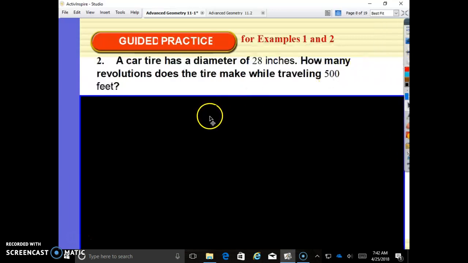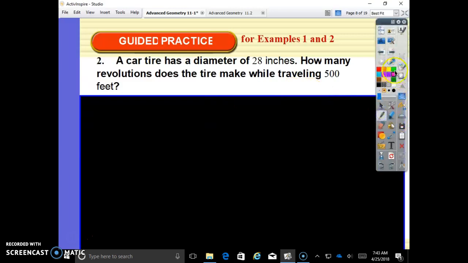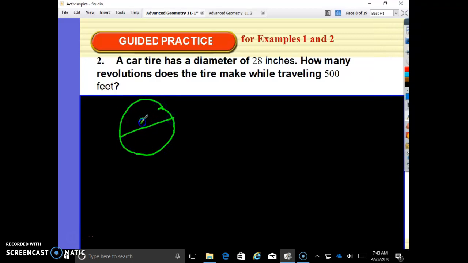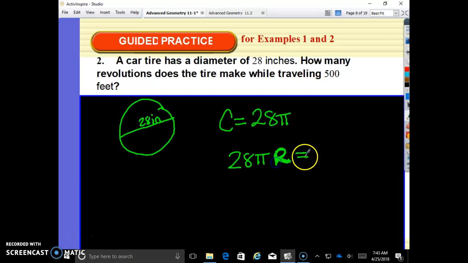A car tire has a diameter of 28 inches. How many revolutions does a tire make while traveling 500 feet? All right, so it has a diameter of 28 inches. So your circumference is pi d, or 28 pi. So 28 pi times how many revolutions equals, and I'll make a capital R for revolutions, times how many revolutions equals 500 feet.